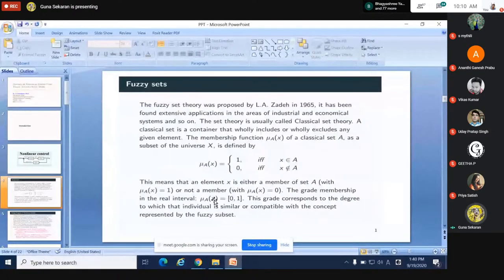In fuzzy sets, the grade of membership is a real interval. That means mu of x takes values in the closed interval 0 to 1. This grade corresponds to the degree to which the individual is similar or compatible with the concept represented by the fuzzy subset.